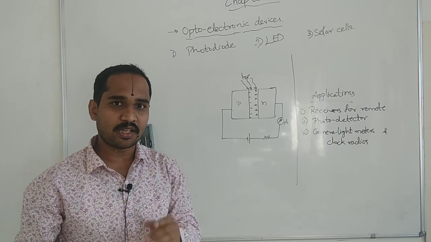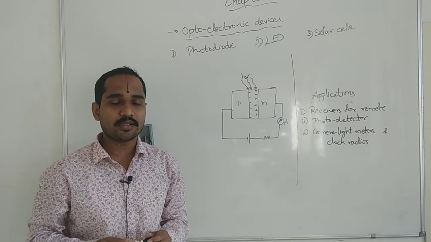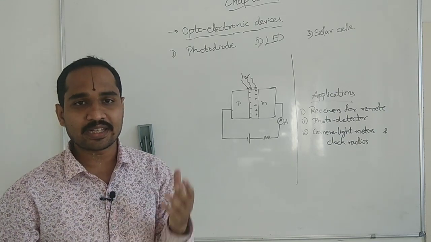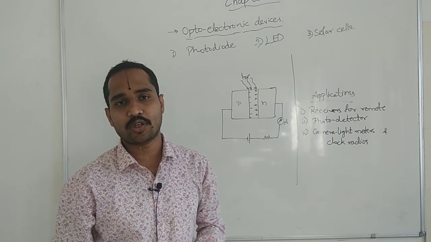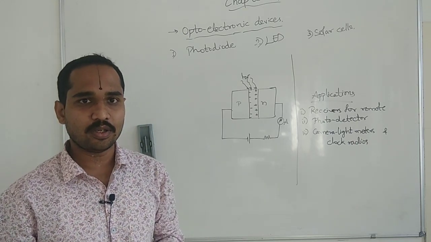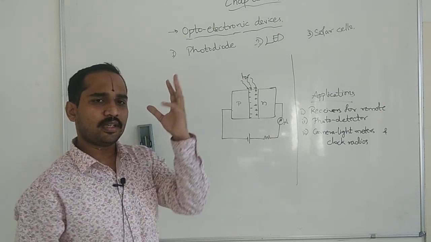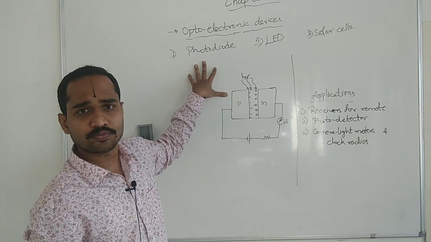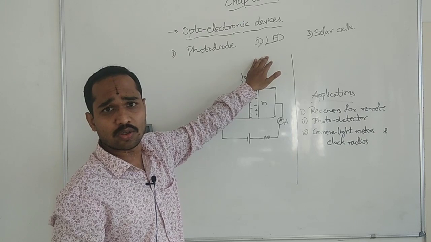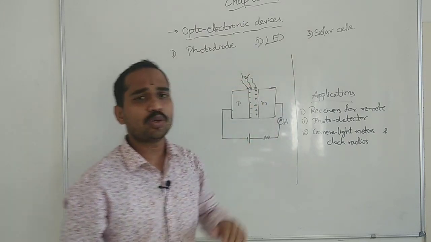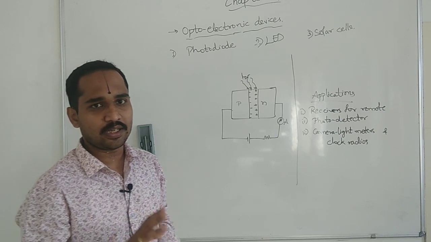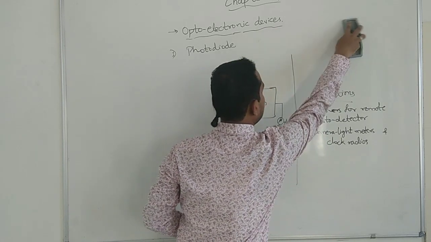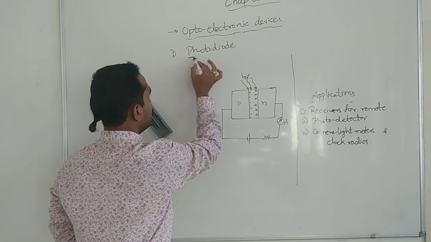Understood? May I repeat the definition? Please take it down. The devices that generate the charge carriers due to the incidence of light energy are known as optoelectronic devices. In that, actually, three devices we have to study for your syllabus. One is the photodiode, then LEDs, light emitting diodes, and the solar cells. So these three we need to study. Let us take the other two later. First, let us come to the photodiode.